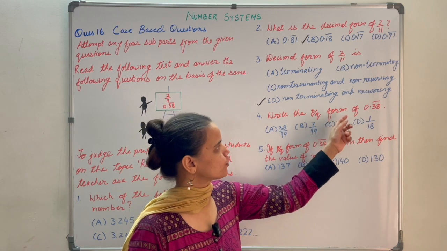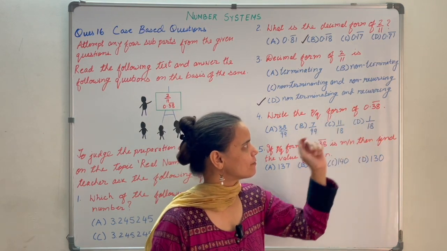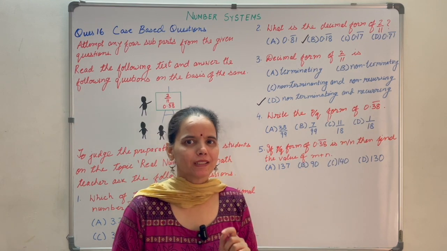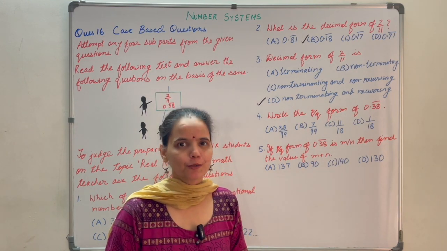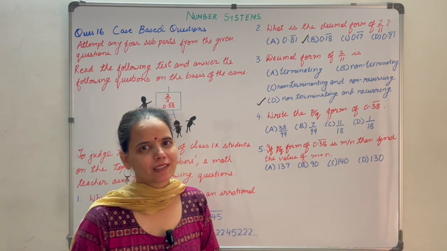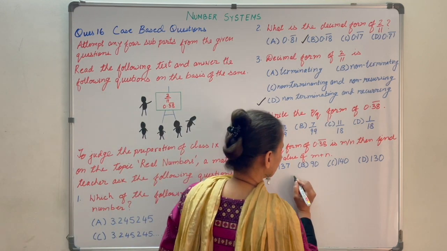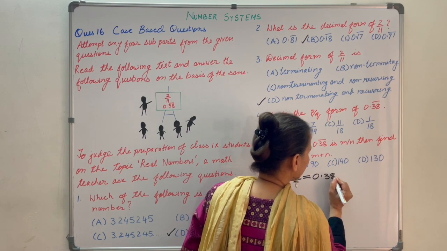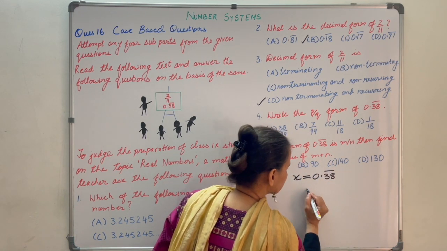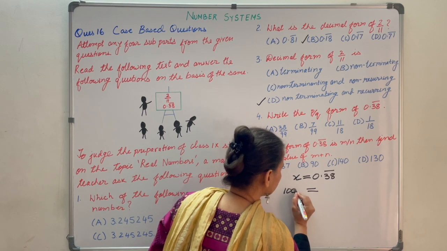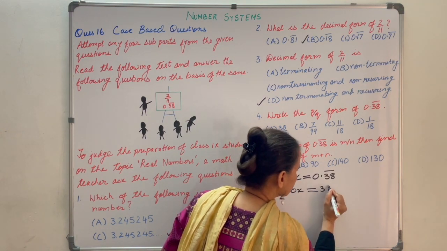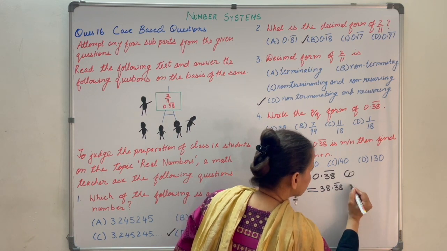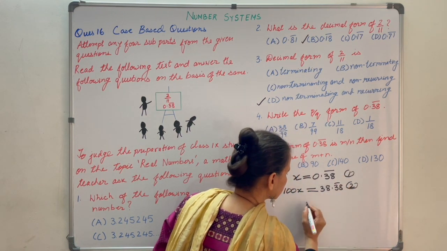Let us now discuss question number 4. Write the P by Q form of 0.38 bar. So you need to write down the P by Q form of 0.38 bar. So let us assume that P by Q form of 0.38 bar is X. So we can equate them. So X is equal to 0.38 bar. Since there are 2 digits under the bar, we will multiply both the sides by 100. So this side you will get 38.38 bar. Now we will subtract the first one from the second one.